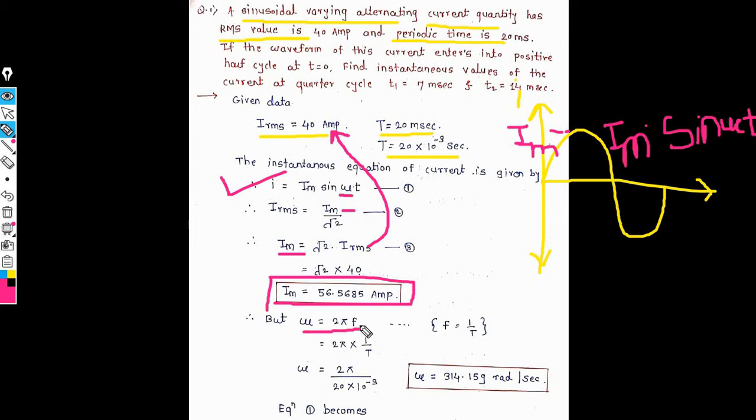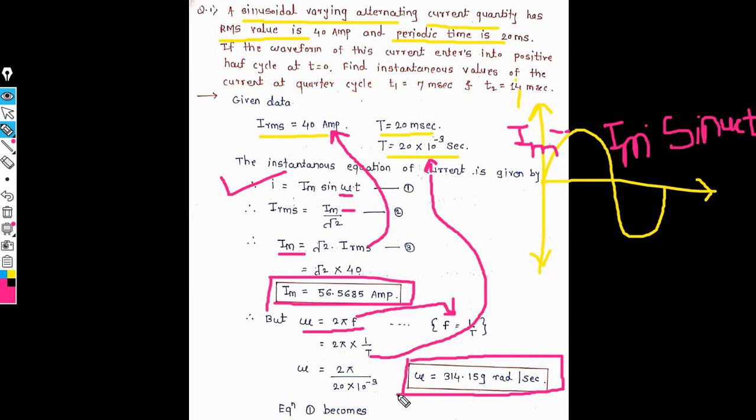But in the instantaneous equation of current, omega is present, so we take omega is equal to 2 pi f, but f is equal to 1 by T, that is, frequency is the reciprocal of the period. So 2 pi into 1 by T, and the value of T is 20 into 10 raised to minus 3 second. Then omega is equal to 2 pi upon 20 into 10 raised to minus 3, and we obtain omega is 314.159 radian per second. That means first we calculate Im, then calculate omega.